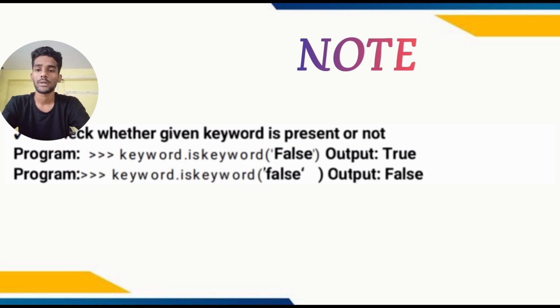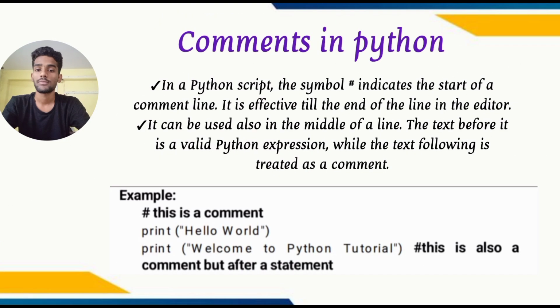There are a few ways to check whether a given keyword is present or not. Like keyword dot iskeyword of 'False'. The output shows True because it is starting with the capital F. When it comes to the next program, keyword dot iskeyword of 'false', here the false keyword is starting with lowercase, so we get the output as False.